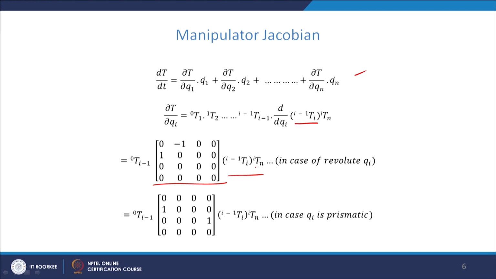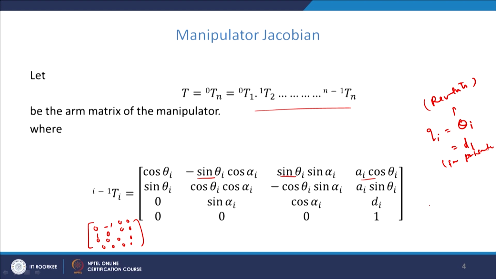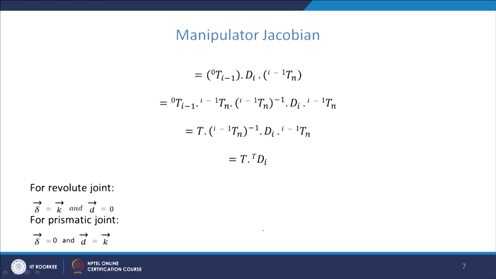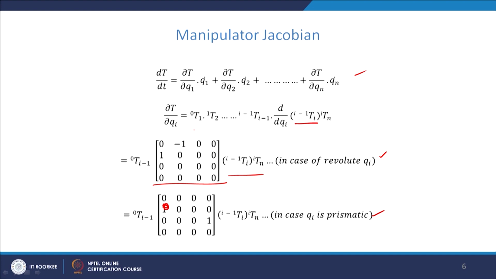Similarly, if it is a prismatic joint, and only d i is the variable, the derivative of this with respect to d i is nothing but, simply, here it is 0. So, we substitute in the dT by dt for each partial derivative in the following way. Finally, we will get del T by del qi. This expression is given by 0T(i-1) into the Di matrix multiplied by (i-1)Tn, where the Di matrix is given by these two. It is either this one for a revolute joint or this one for a prismatic joint, depending on the joint nature.